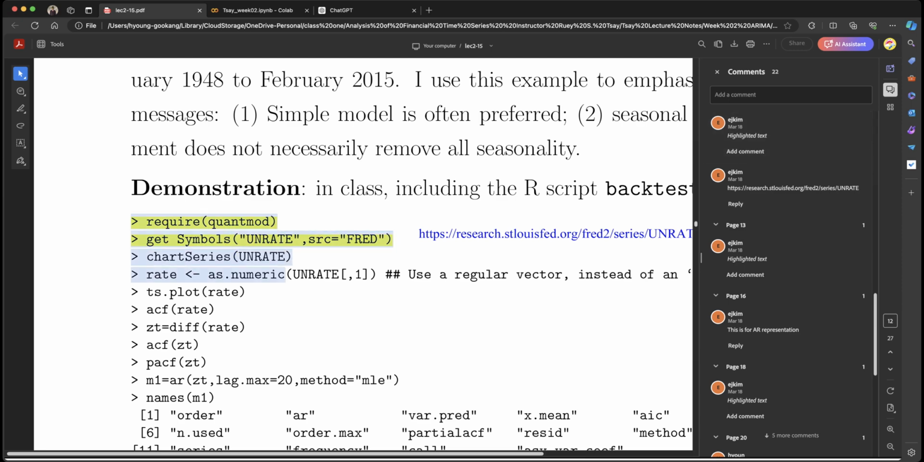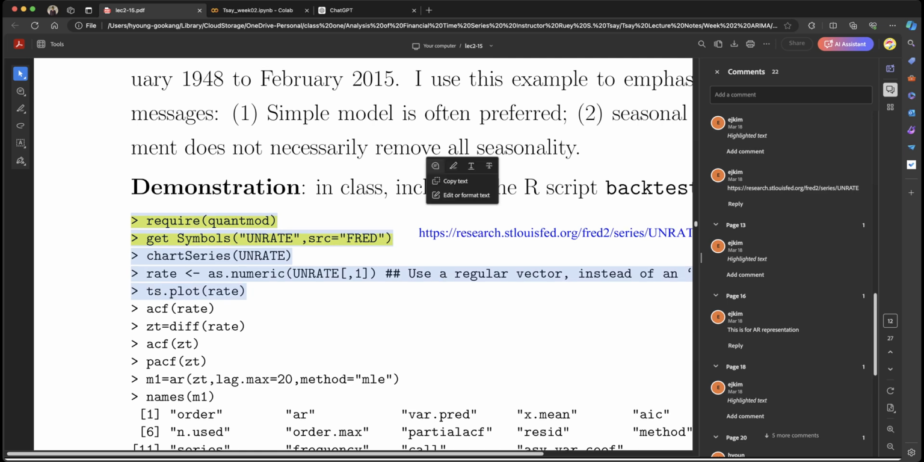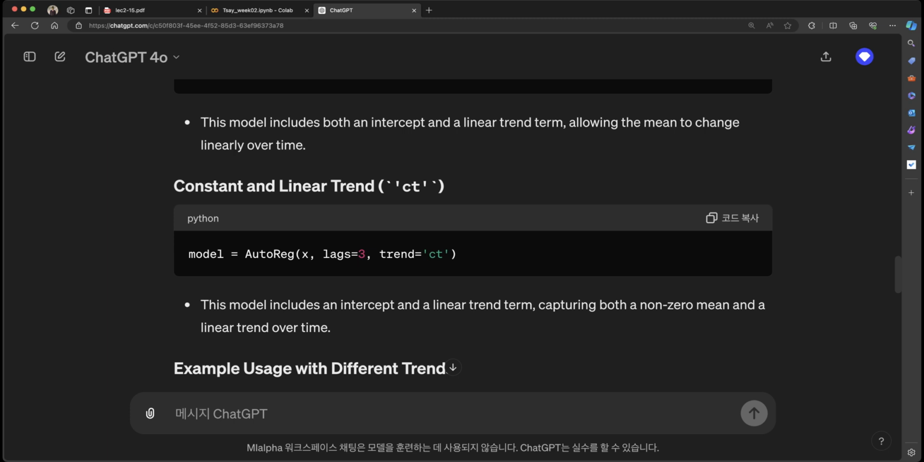So let's copy this one, up to this part, and then ask ChatGPT to transform this R code to Python. Let me see whether ChatGPT is as excellent as Claude.